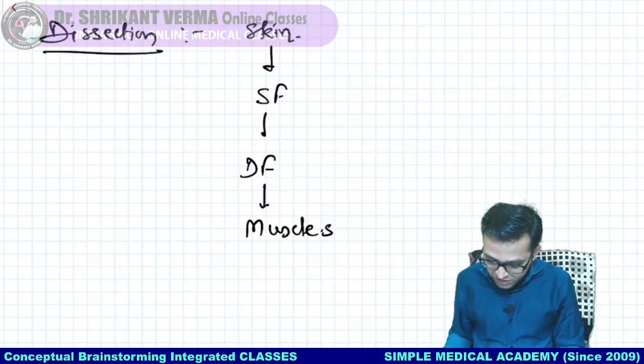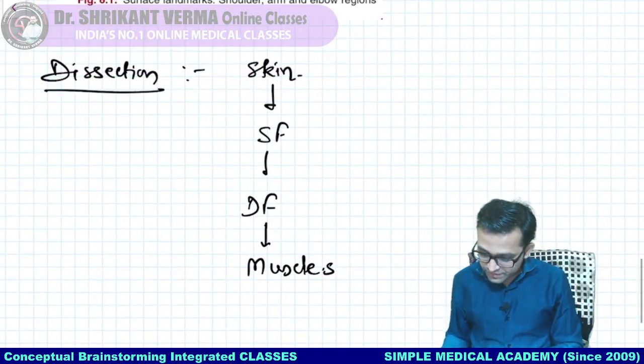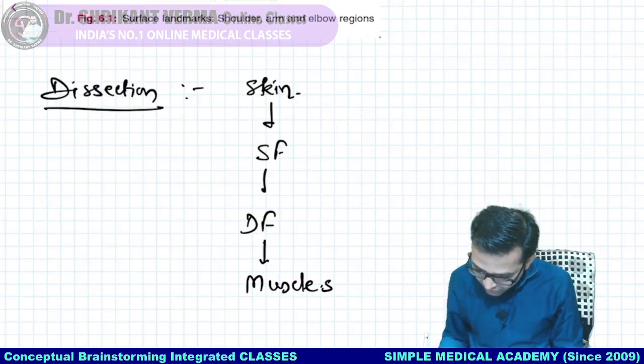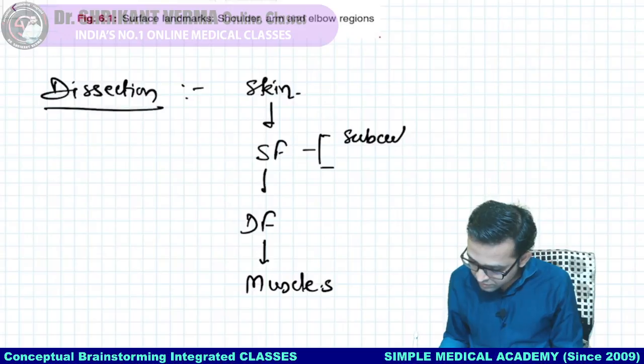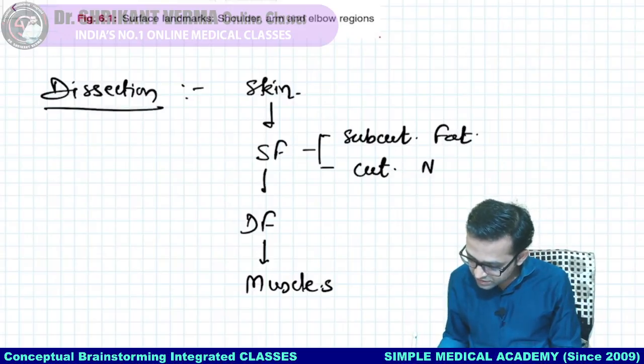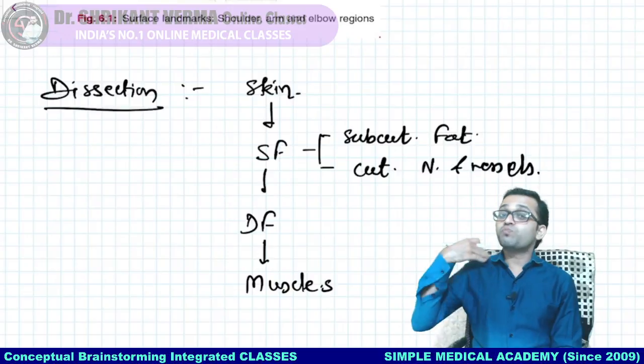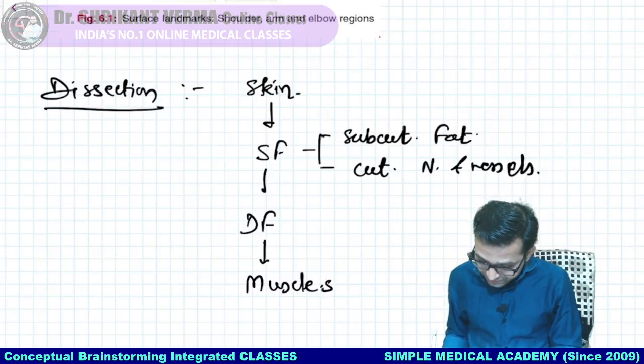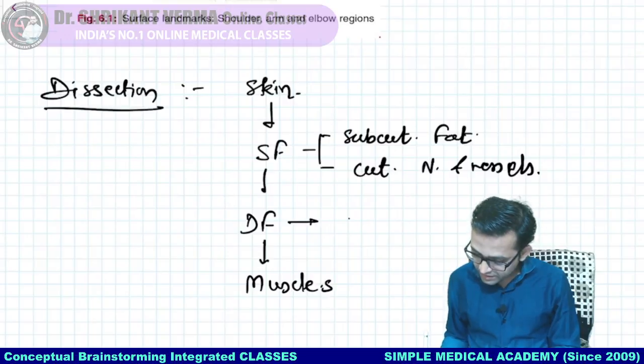So try to understand what you have to remember. Skin has no special feature. The superficial fascia always has subcutaneous fat as well as cutaneous nerves and vessels. The supraclavicular nerves are all located here. The deep fascia is thick.